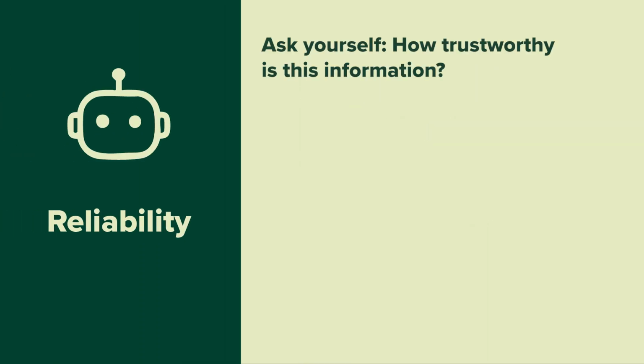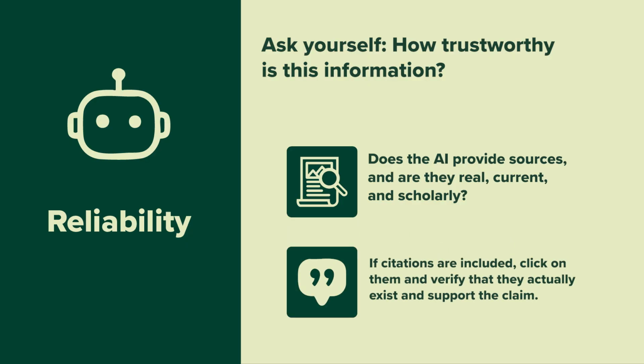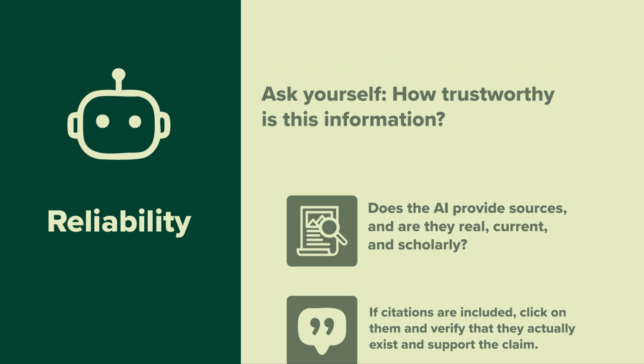Reliability. Ask yourself, how trustworthy is this information? Does the AI provide sources, and are they real, current, or even scholarly? If citations are included, click on them and verify that they actually exist and support the claim. Remember, AI can generate citations that look convincing but may be inaccurate or completely made up.